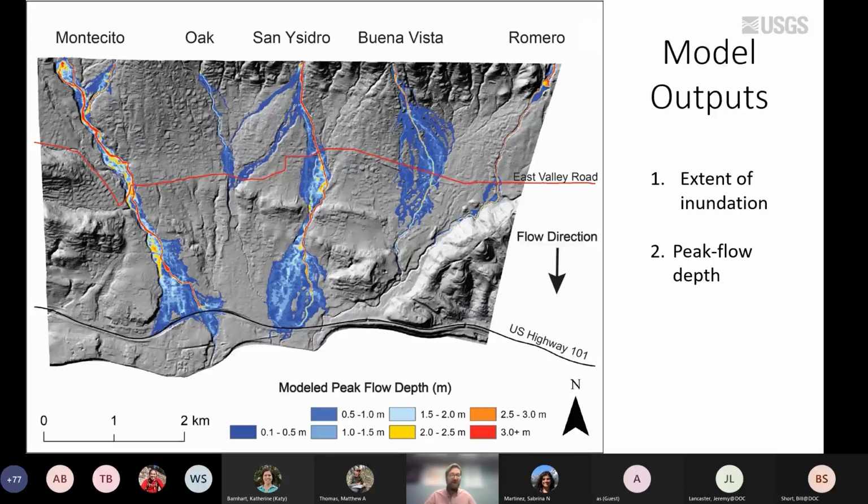In addition, however, ProDF also provides estimates of peak flow depth. So in this figure here, cooler colors represent areas of shallow flow, while warmer colors represent areas of deeper flow. And so peak flow depth is really an important thing to consider when considering hazard assessment, because deeper flows tend to have the ability to have more severe downstream impacts than shallower flows.